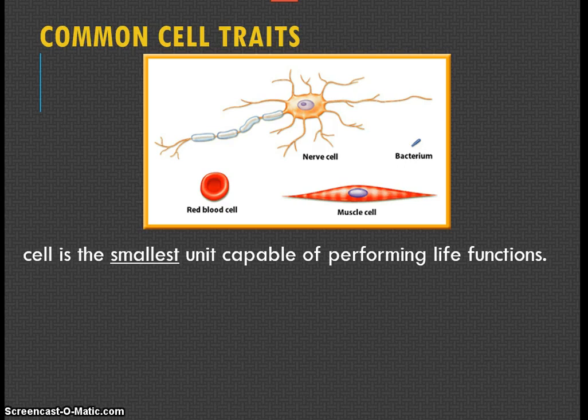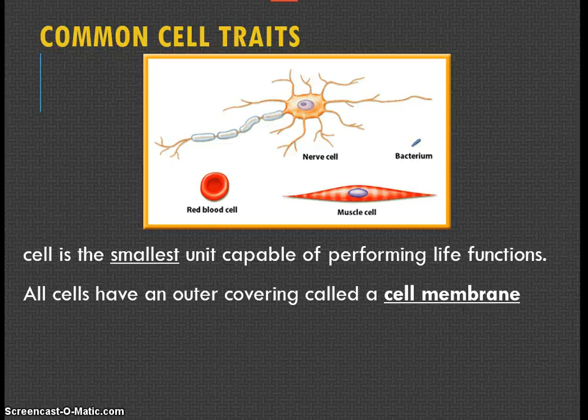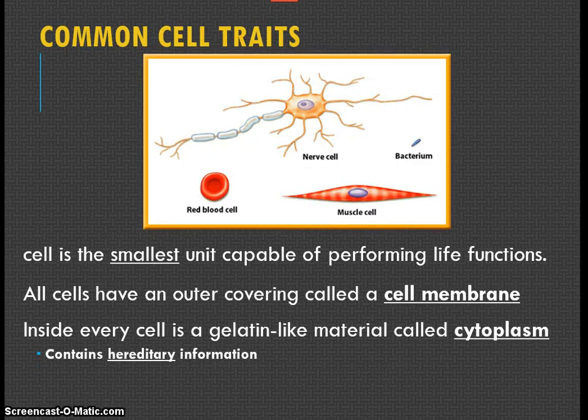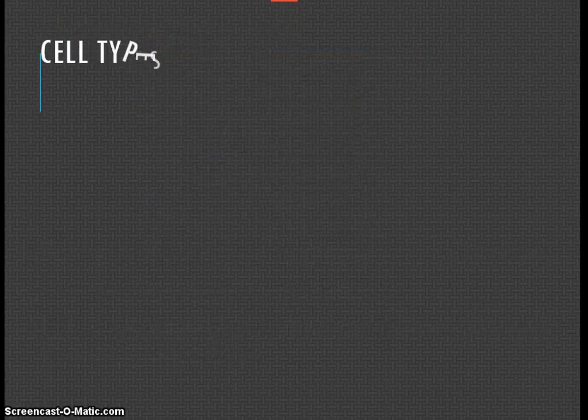First of all, they are the smallest unit capable of performing life functions. All cells have an outer covering that's called a cell membrane. And inside every cell is this gelatin-like material called cytoplasm, and floating around in the cytoplasm is some genetic or hereditary information, as well as all of the cell organelles.